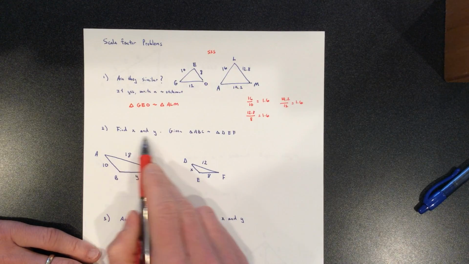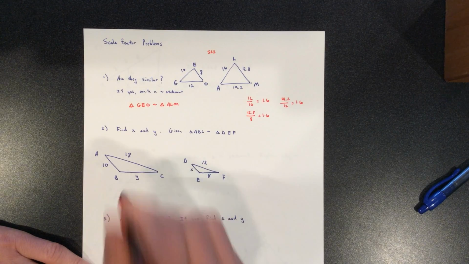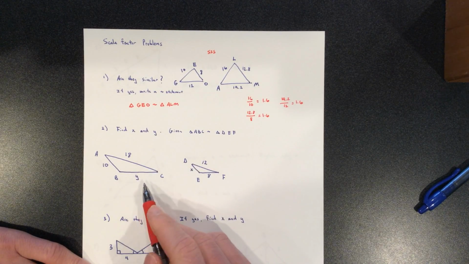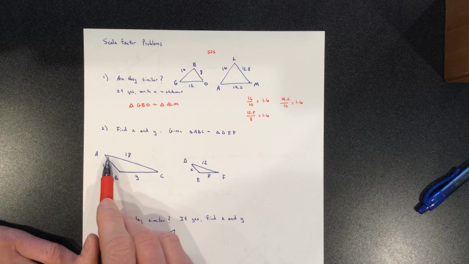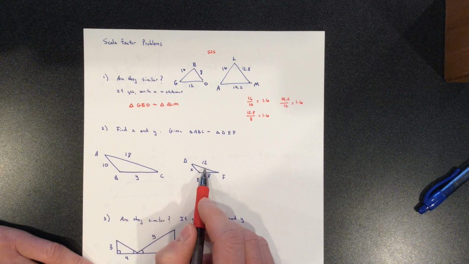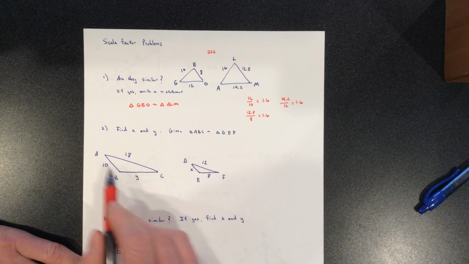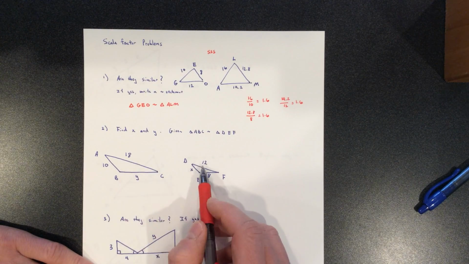Okay, let's find X and Y. I'm telling you these triangles are similar. If they're similar, then the sides have to be in the same proportion. So let's look at this. AC is with DF. So this side right here and this side are the pairs. AB and DE are pairs. So 10 goes with X as 18 goes with 12.